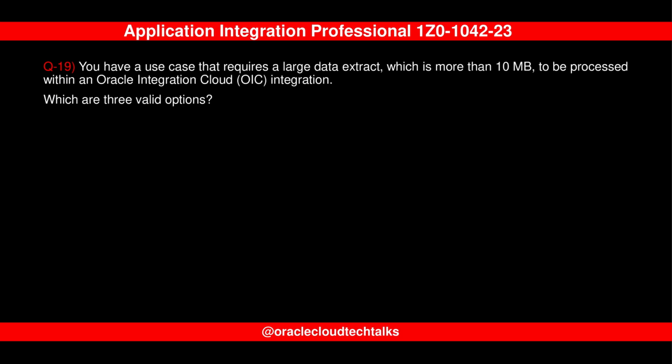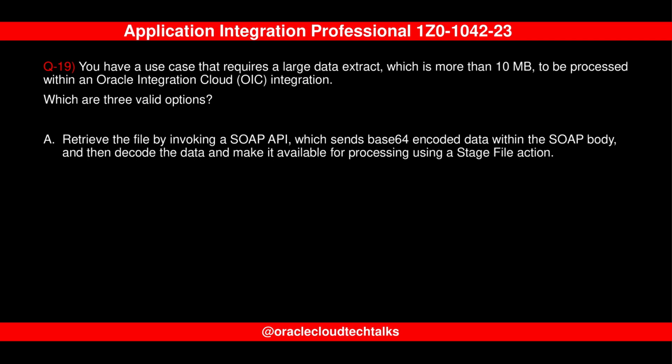Question 19. You have a use case that requires a large data extract, which is more than 10 megabytes, to be processed within an Oracle Integration Cloud, OIC, integration. Which are three valid options? A. Retrieve the file by invoking a SOAP API, which sends base 64 encoded data within the SOAP body, and then decode the data and make it available for processing using a stage file action.